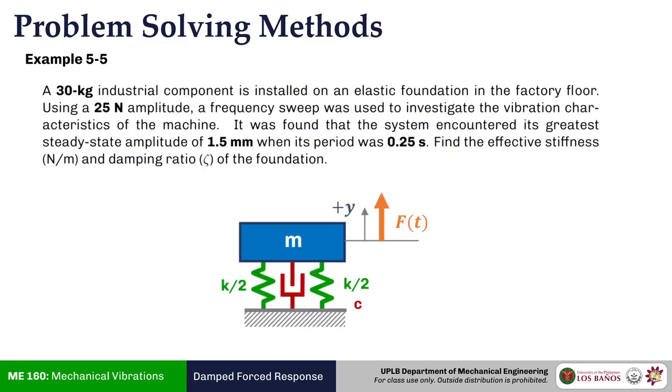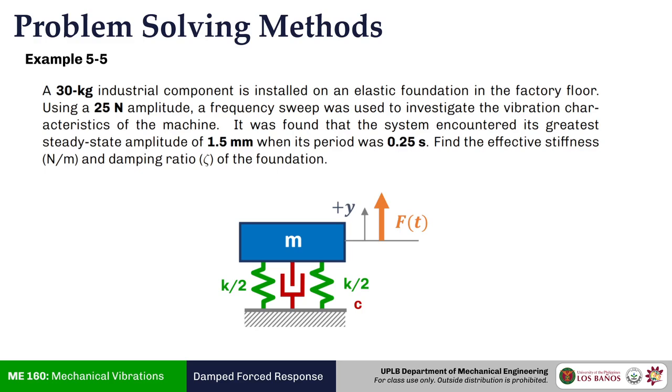So, hello, welcome back. So, this example 5.5 sa module natin. Here, we have a 30 kilogram industrial component na naka-install on an elastic foundation. So, can be anything. Can be springs with dampers, can be just a simple concrete floor. So, using a 25 Newton amplitude, nag-conduct tayo ng frequency sweep. So, in-adjust natin si forcing frequency omega. It was found that the system encountered its greatest steady-state amplitude of 1.5 millimeters when the period of the forcing frequency was around 0.25 seconds. Find the effective stiffness and the damping ratio of the foundation.